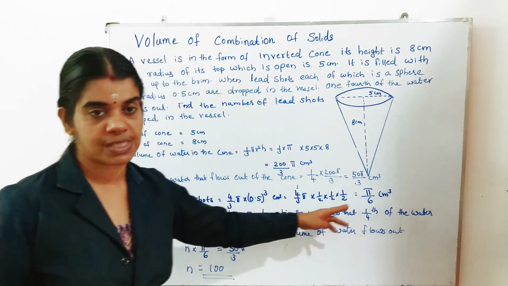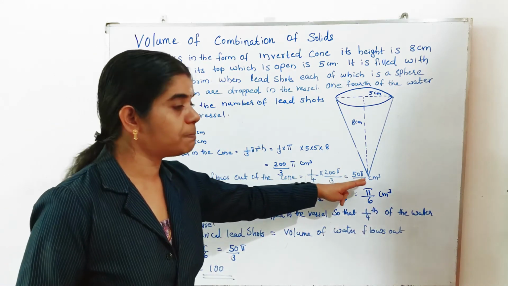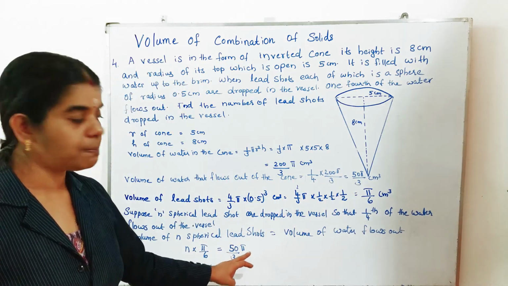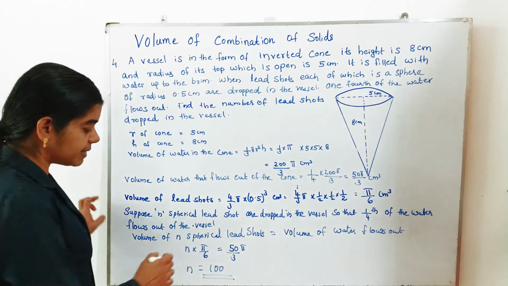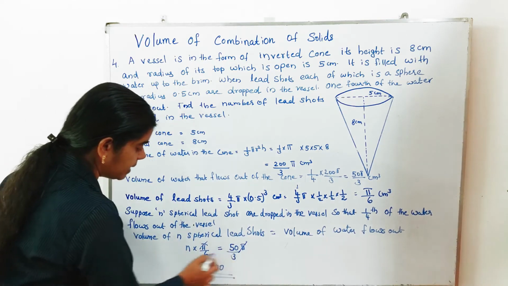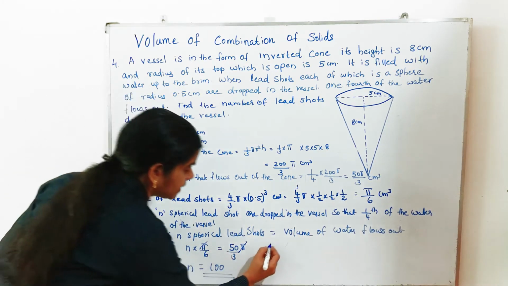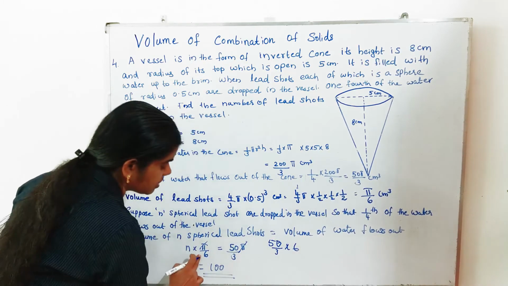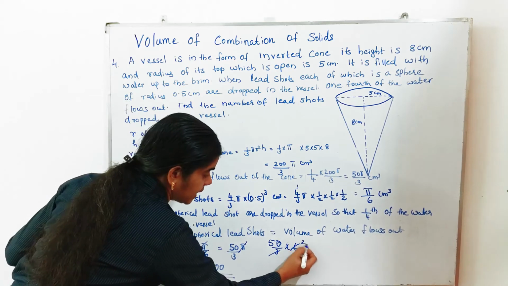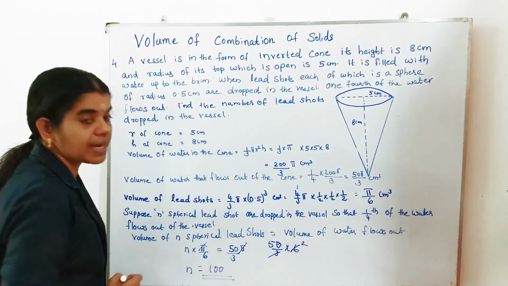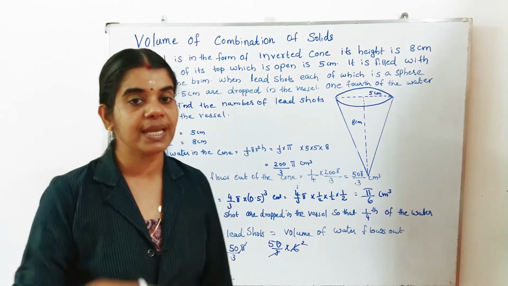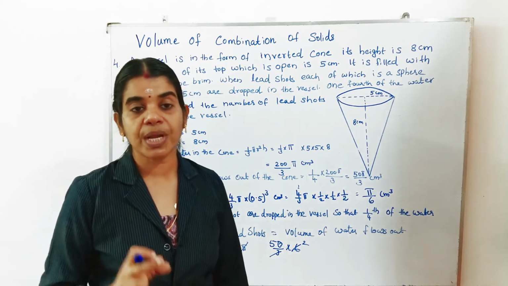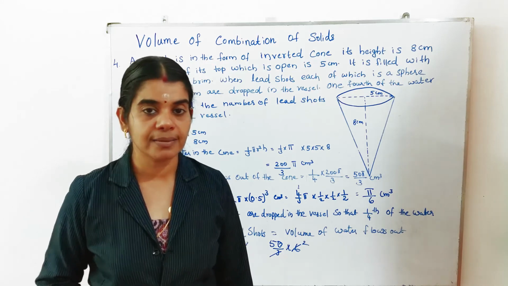1/4 of the water flows out. That you already got 50 pi by 3. So n into pi by 6 is equal to 50 pi by 3. We can cut this pi and pi, and n is equal to, we can take 50 by 3 into 6. Here division is there if you are taking, then 2 times. So 50 into 2, you got 100 lead shots we put in that cone. That time 1/4 of the water flows out. So number of lead shot is equal to 100.